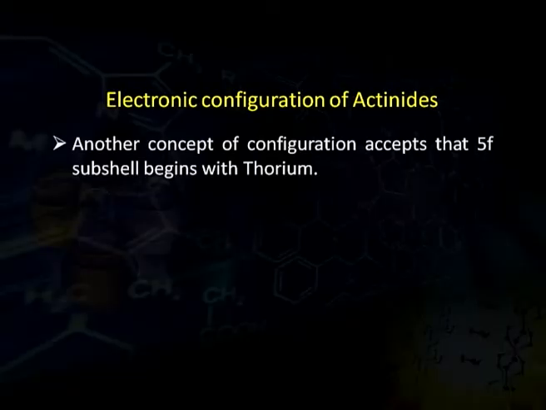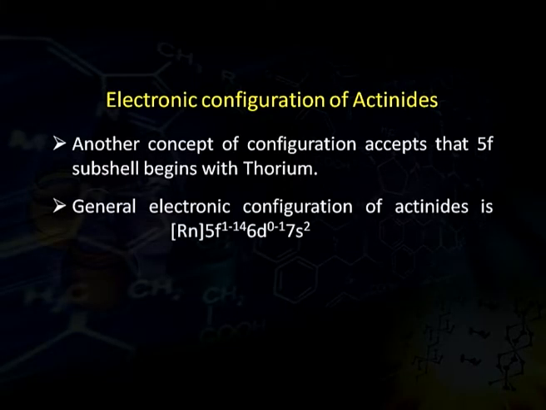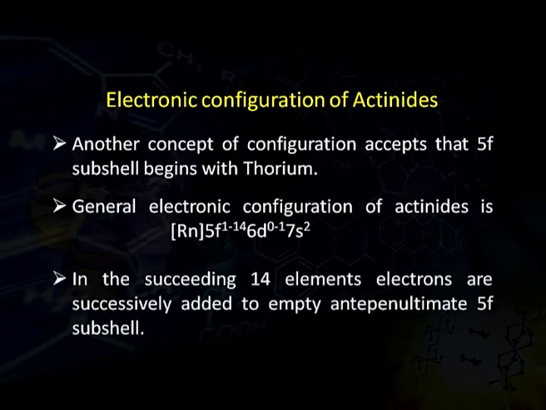Another concept of configuration accepts that the 5f subshell begins with thorium. The general electronic configuration of actinides is accompanied with radon: 5f1 to 14, 6d ranging from 0 to 1, and 7s2. In the succeeding 14 elements, electrons are successively added to the empty antepenultimate 5f subshell.